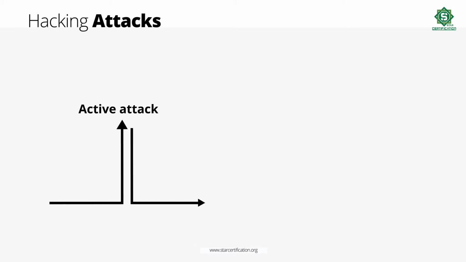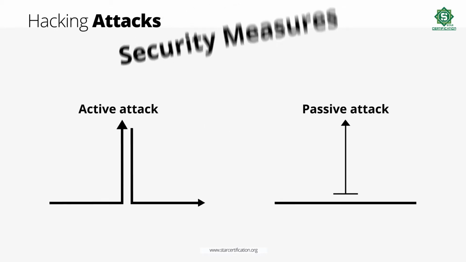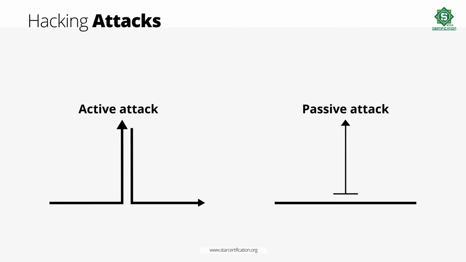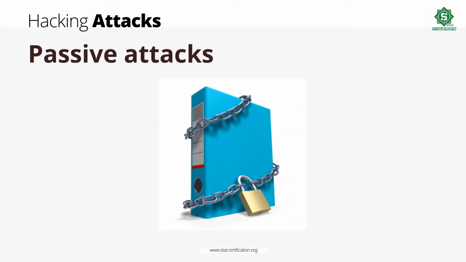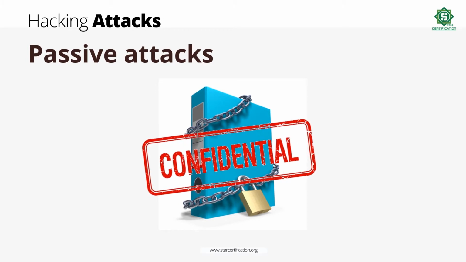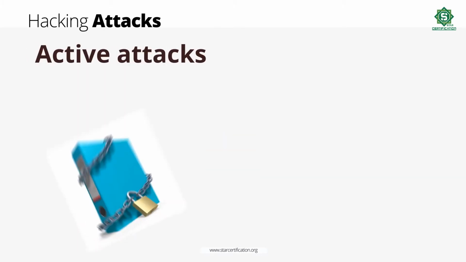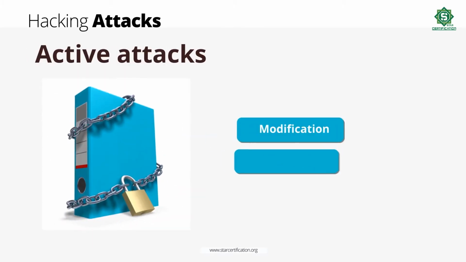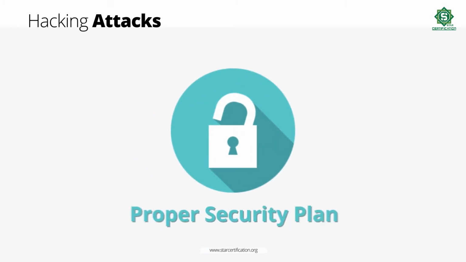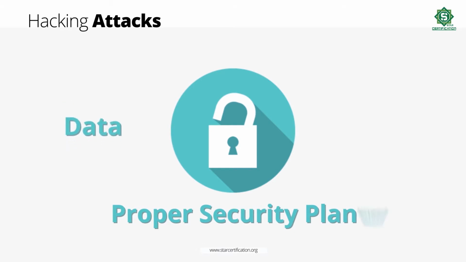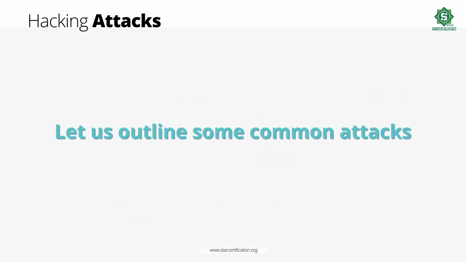Data might face active or passive attacks if security measures and controls are not in place. Passive attacks include those that interfere with information confidentiality. An active attack leads to data modification, destruction, or corruption. In the absence of a proper security plan, data and network can become victims of different types of attacks. Let us outline some common attacks.